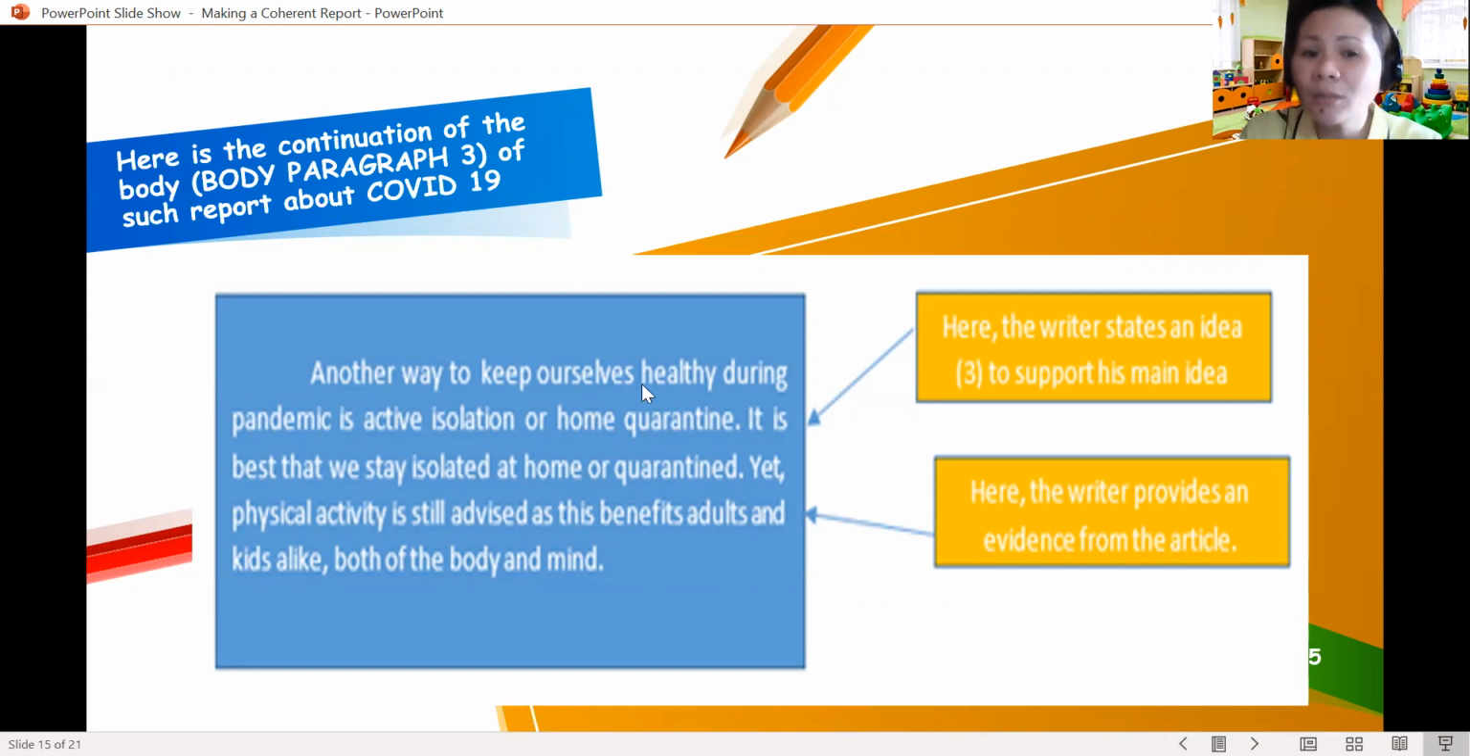So this one, another way to keep ourselves healthy during the pandemic is active isolation or home quarantine. It is best that we stay isolated at home or quarantined, yet physical activity is still advised as this benefits adults and kids alike, both of the body and mind. All right. So if you read it and understand it, it is still about keeping yourself healthy, and this is another way. Here you can also cite some evidences coming from books. You're going to state the references, okay?